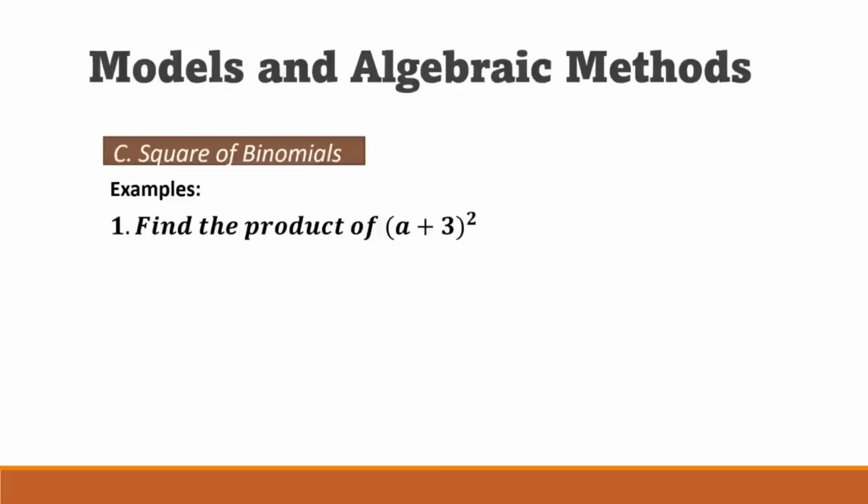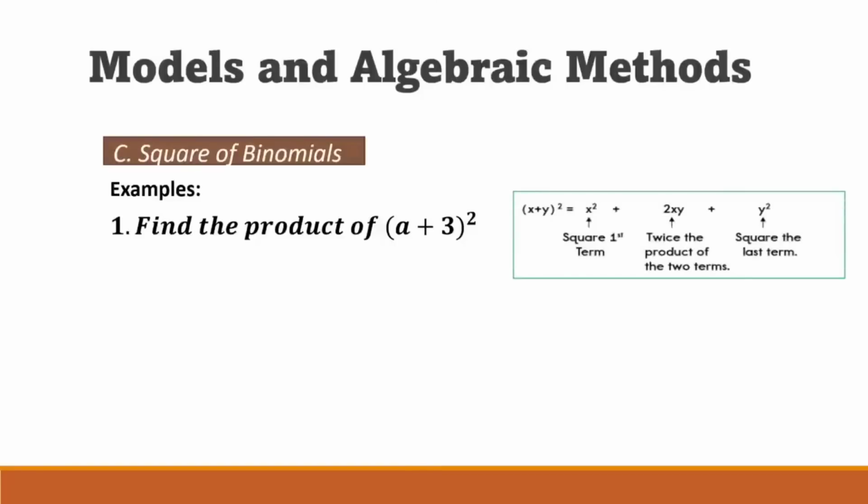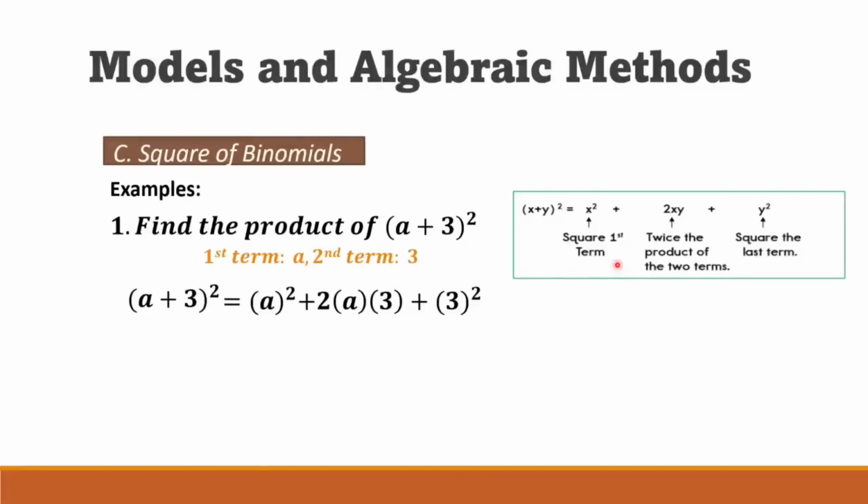So example number 1, we find the product of a plus 3, the quantity squared. So we use this method. The first step is for us to square the first term. Or let us list down first the first and second term. The first term is a, the second term is 3. So there, we square the first term, which is a squared, and then 2 times a times 3, and then plus the square of the last term, which is 3.